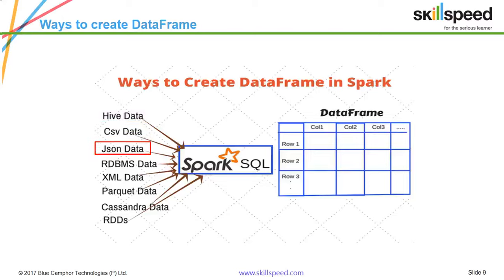Spark SQL even allows you to connect with an RDBMS table using the JDBC connection string and create a data frame from the data which is stored in RDBMS. You can even create it from XML and Parquet and NoSQL such as Cassandra. And very interestingly, if you already have an RDD, and if that RDD is holding some data, you can create a data frame from the RDD as well.